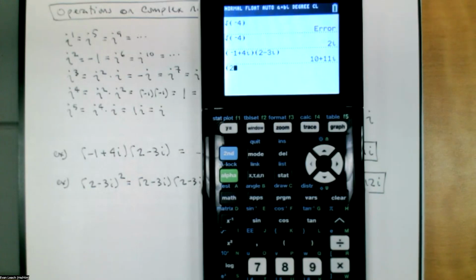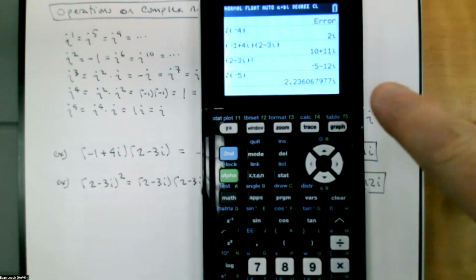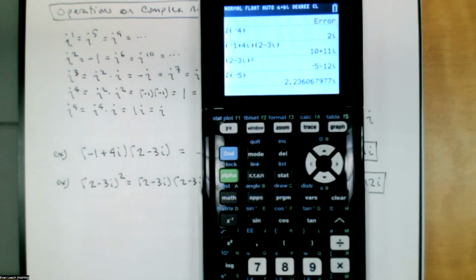If I take 2 minus 3i and square it, there's the -5 minus 12i that we calculated by hand. If we have irrational imaginary numbers, it writes the decimal and then just puts an I at the very end. You don't have to write all those digits to write the square root of 5 or I times the square root of 5. Or we can stop writing the decimal approximation, put an I there.